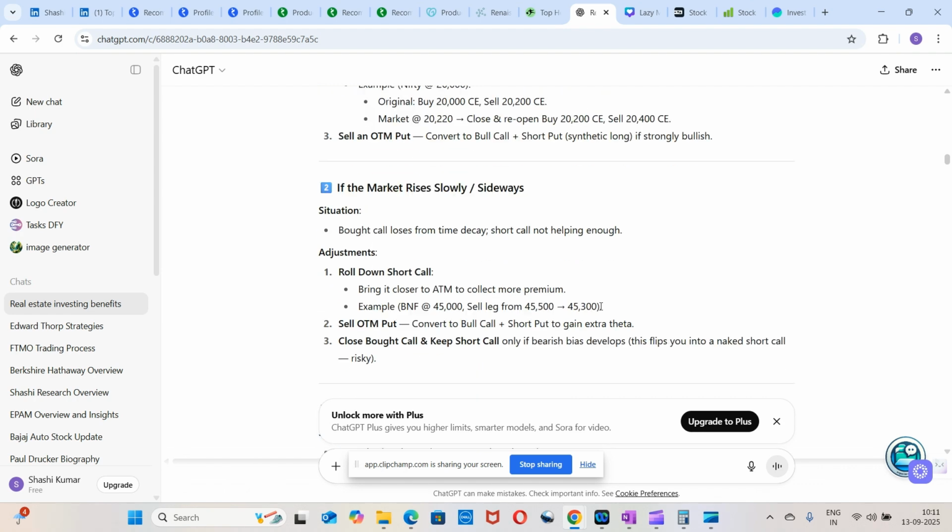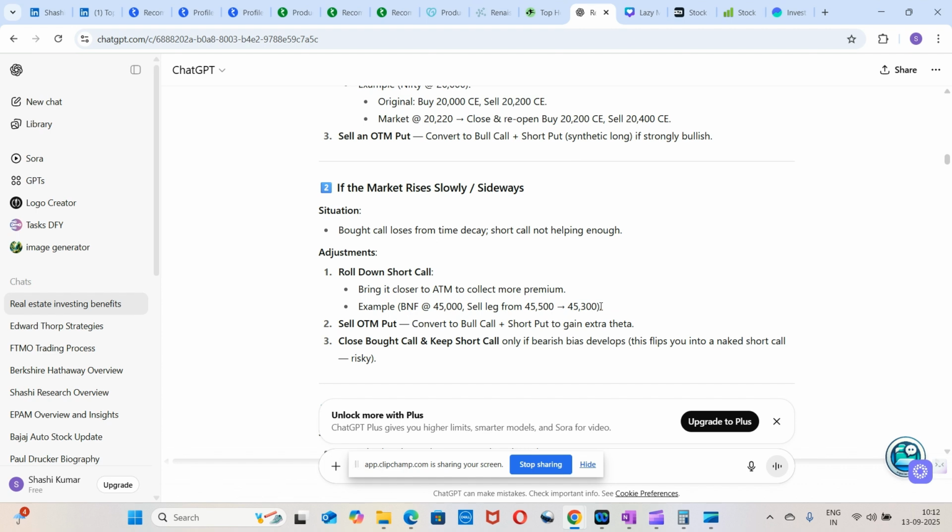The second scenario is the market rises slowly, so it is going up only slowly, or it's sideways. It stays there only. Since you have bought a call, it will have time decay, right? And the short call will not help to cover that time decay of the bought call, because the market is rising, so your short call is not helping. The short call will help you when the market goes down. So that's a problem there. And if the market is sideways, time decay will eat your bought call.